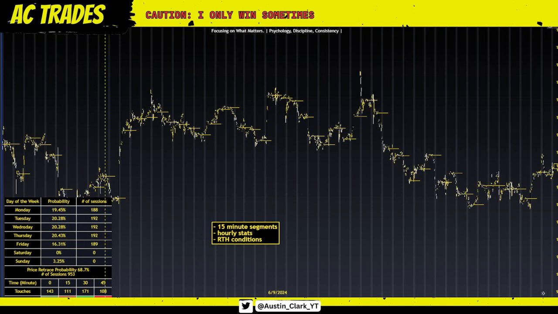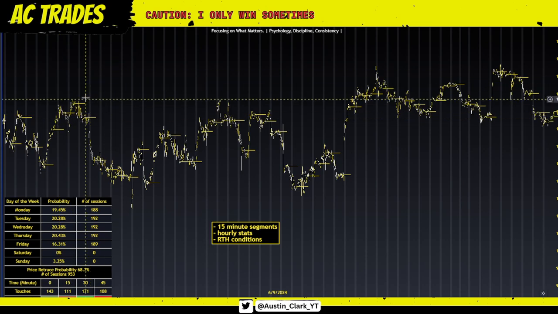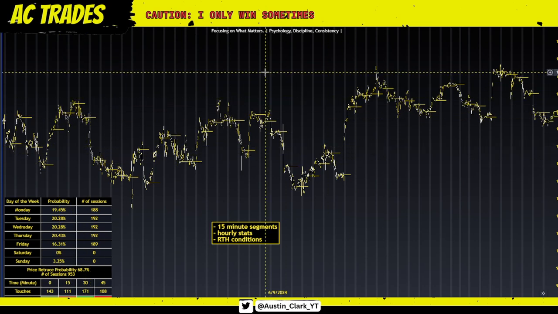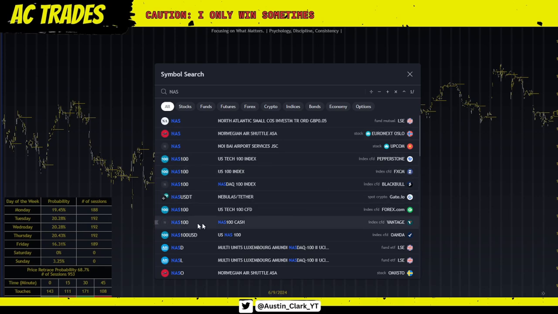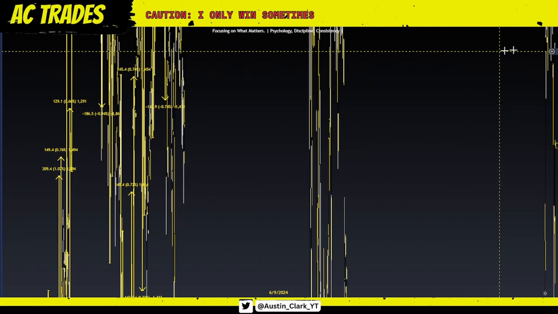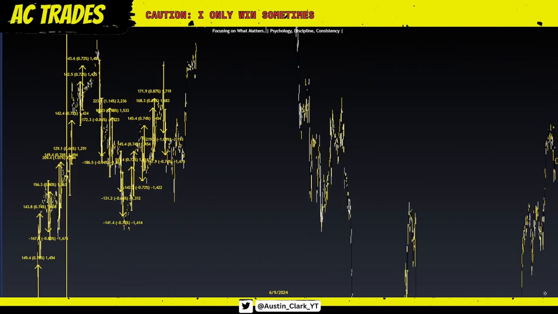So when you're on the continuous NASDAQ contract, the NQ, MNQ, whatever, you're not going to be able to go back on the forward part of the chart and then get a new fresh set of data. But what you can do is type in NAS and pull up the CFD version of NAS, right? So let's just use a Wanda NAS 100 CFD. It's the same thing.